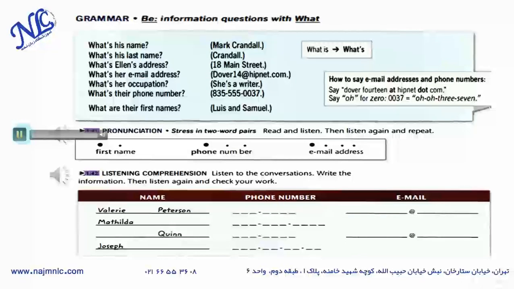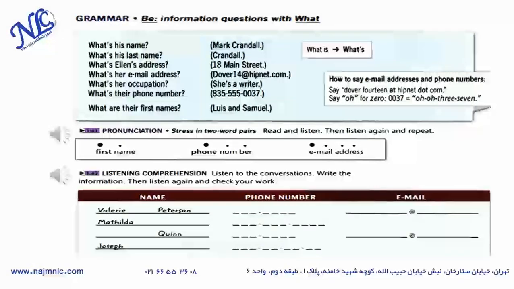Page 16. Exercise 4. Pronunciation. Stress in 2-word pairs. Read and listen. First name. Phone number. Email address. Now listen again and repeat. First name. Phone number. Email address.